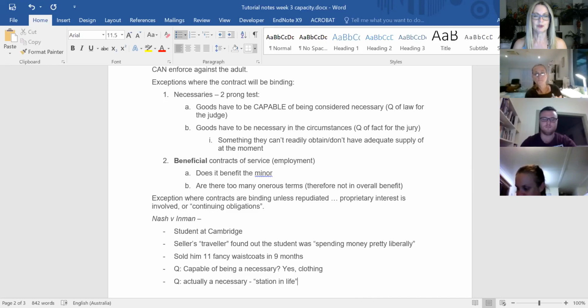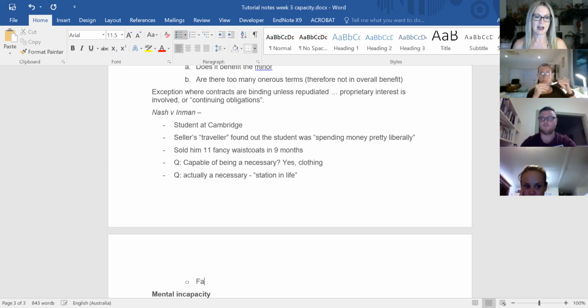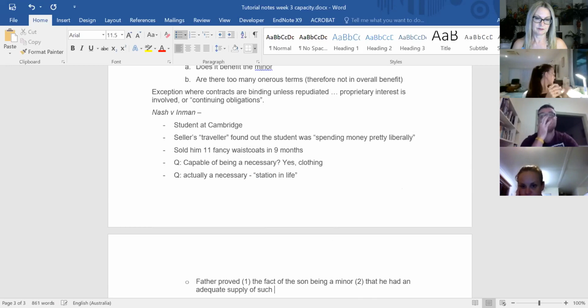And the father, you're absolutely right. Father proved, firstly, the fact of the son being a minor, and secondly, that he had an adequate supply of clothing. Now, that was uncontradicted evidence. And so they said there was no way a jury could have found that it was actually a necessary.